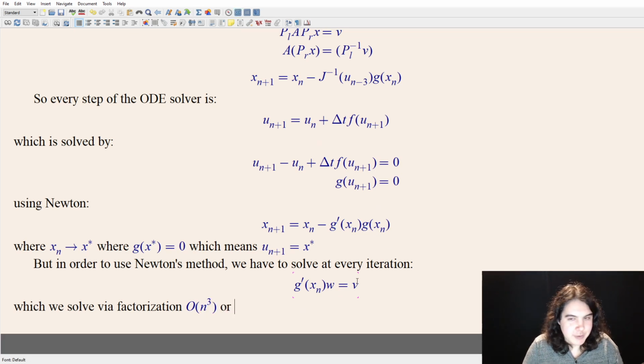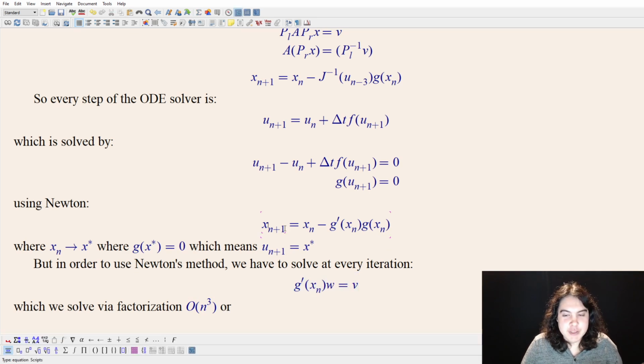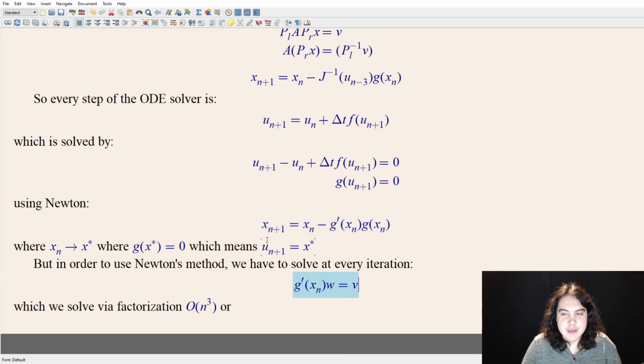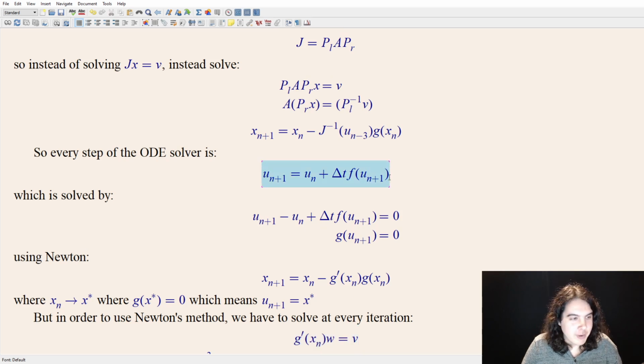Or we do an iterative method, right? So we solve an iterative method here to get one step of Newton's method, and then we iterate Newton's method, iterating this thing underneath it to get the one step of the ODE solver, and then we move to the next iteration of the ODE solver. So we're going 3 steps deep in the iterations here. So that's why you can see that this is a much more complicated method.